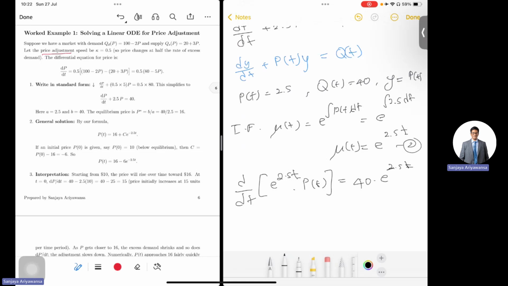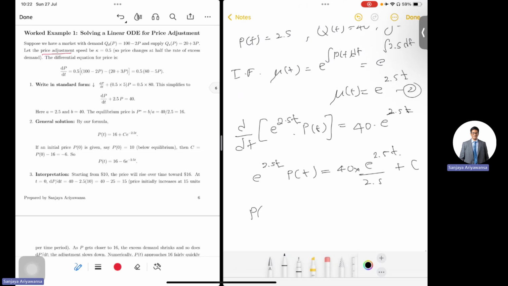So I integrate both sides to make price the subject, and then I can take 40 out. When I integrate my right hand side, it's e to the power 2.5t divided by 2.5 plus a constant value. I make p the subject by multiplying both sides by e to the power negative 2.5t: 40 divided by 2.5 times e to the power 2.5t plus c times e to the power 2.5t.